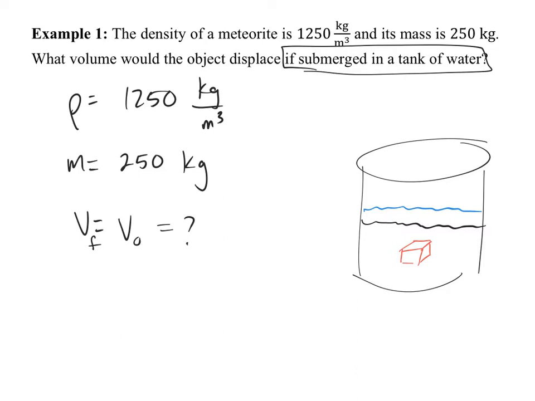So if I want to find the volume here, I look at my formula. Density equals mass over volume. Move density and volume around, giving us volume equals mass over density. So again, as always, flip-flop these two. Some students in the past have trouble differentiating between volume versus velocity.